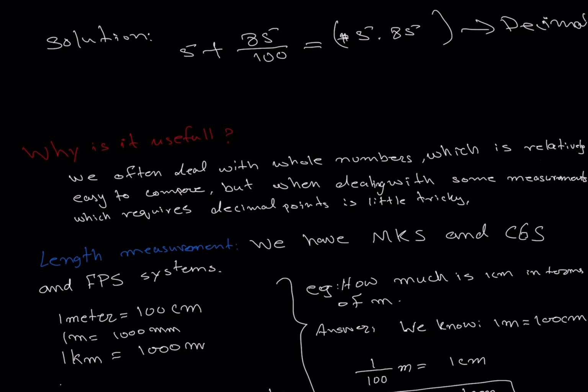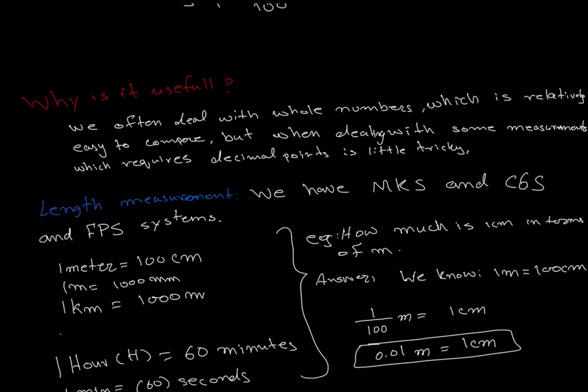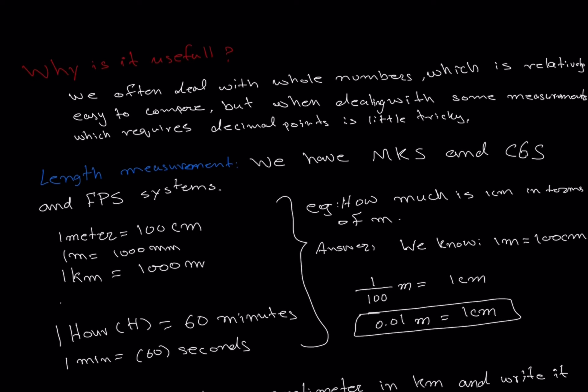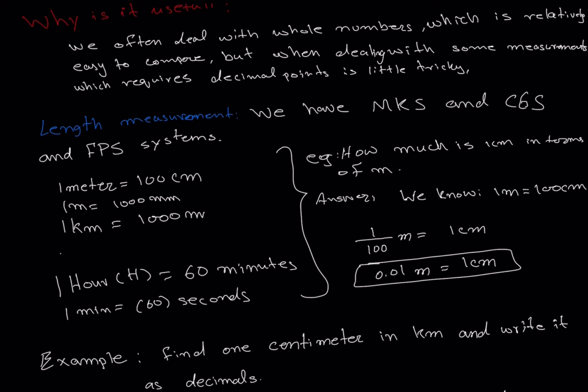We often deal with whole numbers, which are relatively easy to compare, but when dealing with some measurement which requires decimal points, it is a little tricky. If we want to measure length, we actually have three systems: MKS, CGS and FPS. That is meter, kilogram, second; centimeter, gram, second; and foot, pound, second system. Each one has big categories. So 1 meter is 100 centimeters, 1 meter is 1000 millimeters, and 1 kilometer is 1000 meters.